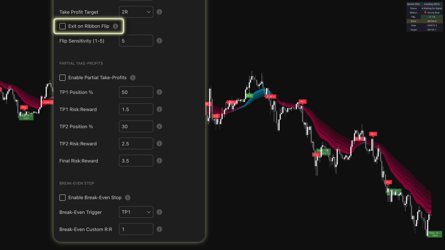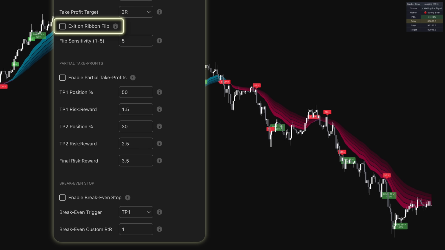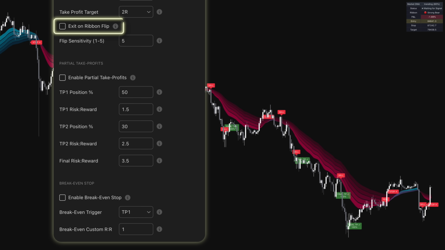A ribbon flip exit option closes the position early if the trend shows signs of reversing against the trade, but only when no partial targets have been hit yet, so profitable trades are allowed to complete normally.